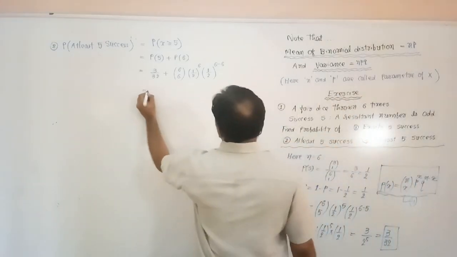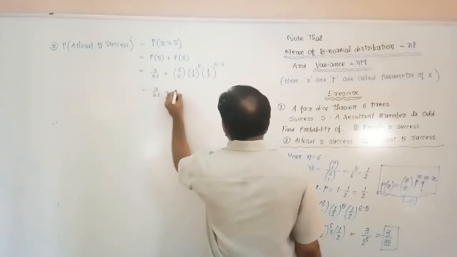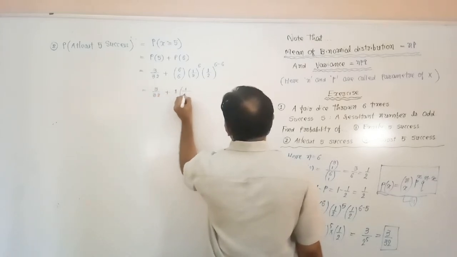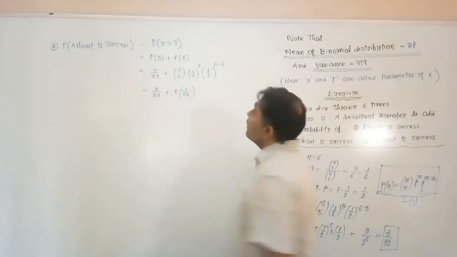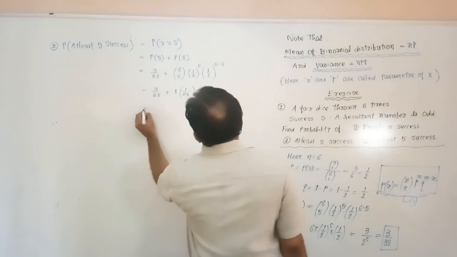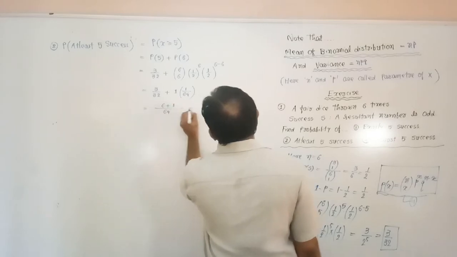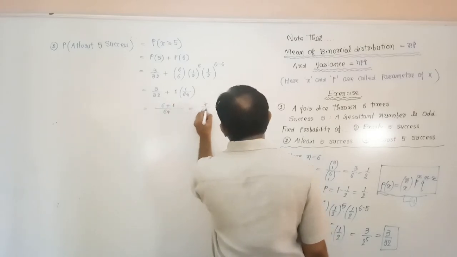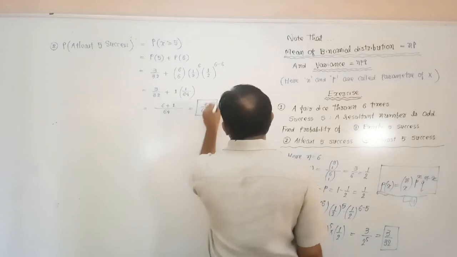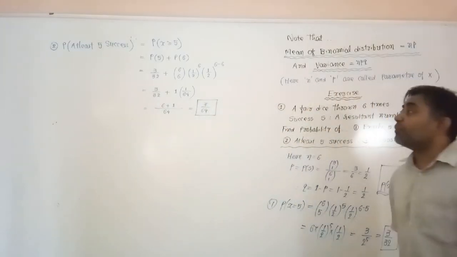So that is 3 by 32 plus 6C6 is 1, that is 1 by 64, right? 1 by 2 raised to 6 is 1 by 64. 64 is the LCM. So 3 twos are 6 and plus 1, so that is 7 by 64. So 7 by 64 is the probability of at least 5 times success.